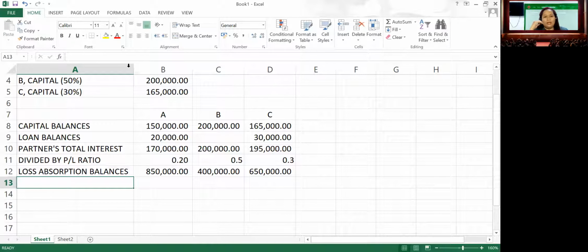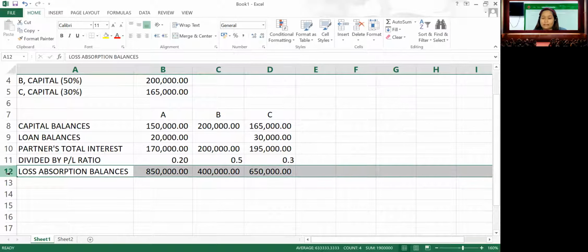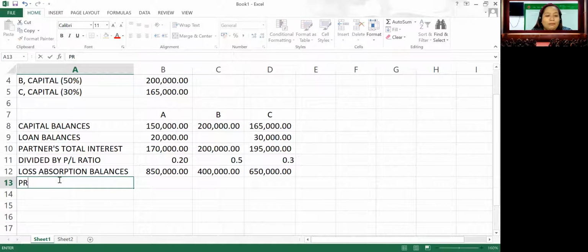Ibig sabihin, kung sino yung may pinakamataas na loss absorption balance, siya yung mas naaapektuhan in case nagkakaroon ng loss ang isang partnership. Okay. So, ma'am, after po identifying the loss absorption balances, then what's next? Doon na po papasok yung ating pagpo-compute or pag-identify ng priority.